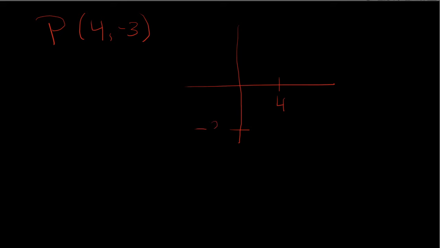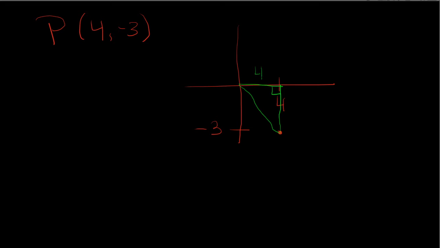Given the point (4, -3), I want to find the 6 trigonometric functions. So we're going to graph this point. This will be in the fourth quadrant, and I want to make a right triangle. You always want to connect the origin with that point, and this line is going to be the hypotenuse.